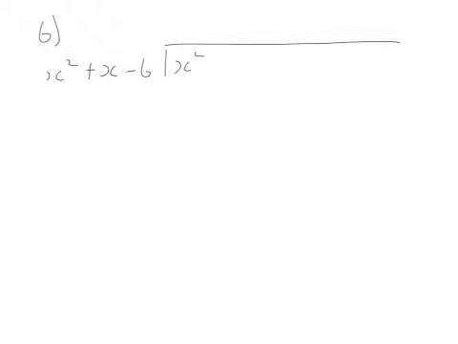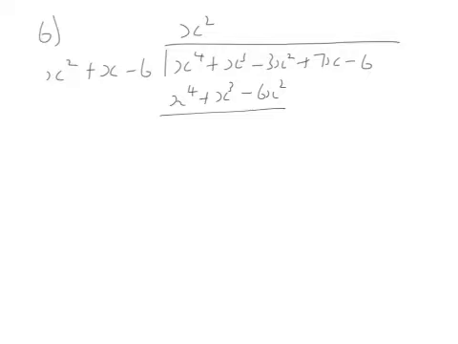Now we're on question 6, and we've got to do a long division. So it's x squared plus x minus 6 divided into x fourth plus x cubed minus 3x squared plus 7x minus 6. So x squared into x fourth is x squared. Now we multiply x squared by all of this, so it's x fourth plus x cubed minus 6x squared.